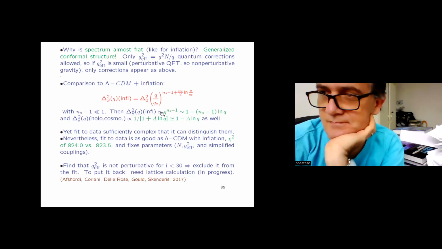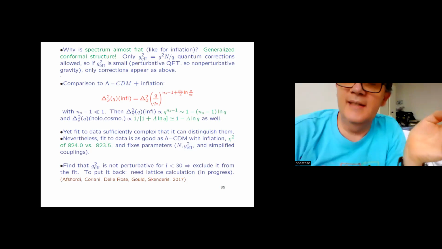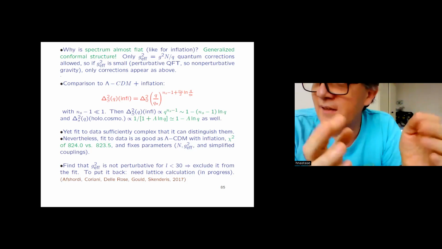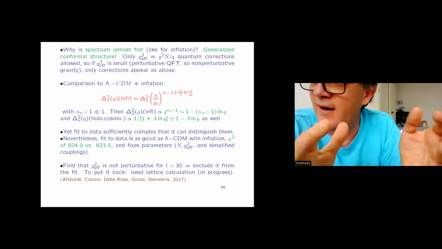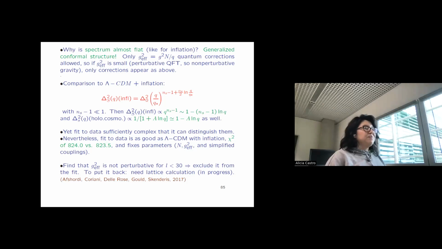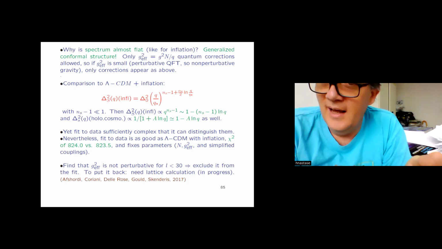Okay, so that's a very big coincidence, right? No, it's not a coincidence. That's my point. So you're saying why? People will say, oh, inflation, you don't need to calculate anything because it's scale invariant, so that's why you see the scale invariant spectrum. Fine. But there's the same explanation here. Generalized conformal structure is a symmetry which implies the same thing as for inflation.